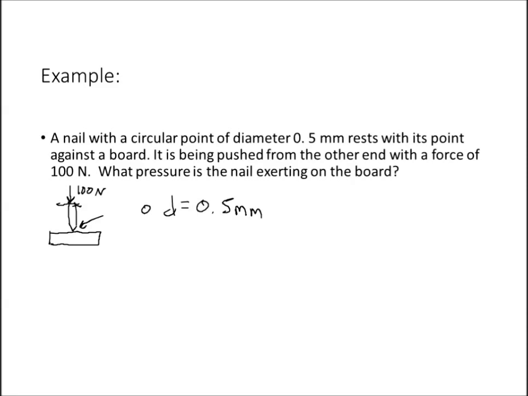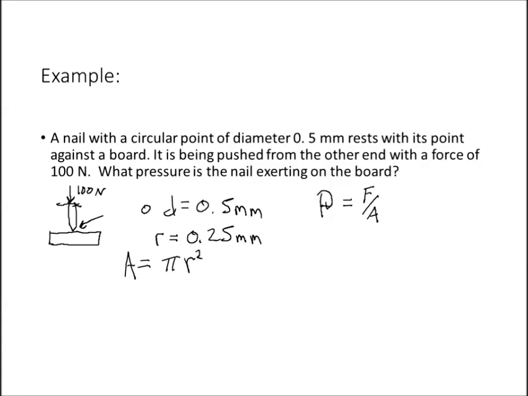So remember, pressure is equal to force per unit area. Now, we already know the force is 100 newtons. So we need to figure out what is the area of the point of the nail that's in contact with the board. A circle of diameter half a millimeter would be a circle of radius 0.25 millimeters. And we know that the area of a circle is equal to pi r squared.